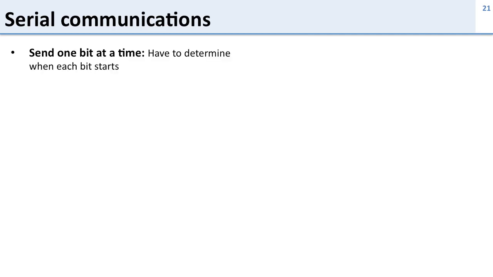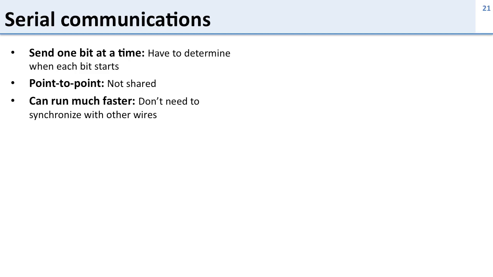Alternative to running buses, which is lots of wires in parallel, is to do serial communications. In serial communications, you send one bit at a time. Now, if you're sending one bit at a time, you have to figure out when those bits start, so you need to figure out what the clock is, because we're not sending a clock the way we did with the bus. Serial communications is also point-to-point. That is, it's not shared. So if we want to communicate with two different devices, we need two different serial communication links.